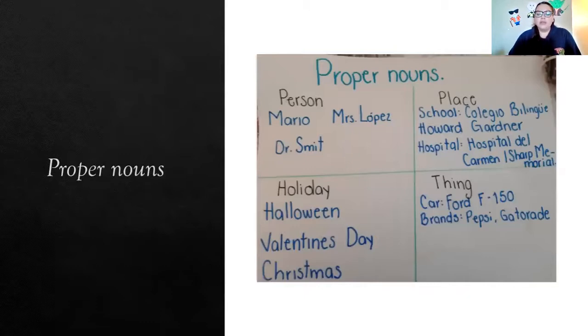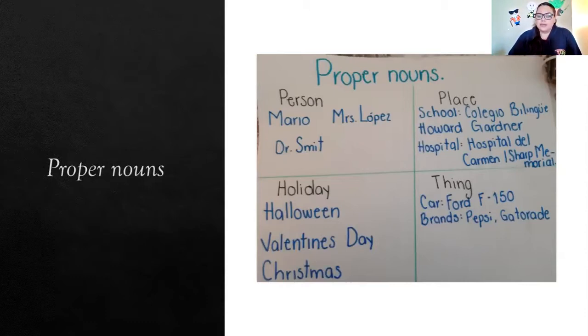For example, too, Mrs. Lopez. If I want to write a sentence using Mrs. Lopez, I'm going to write the word Mrs. with a capital M and the last name Lopez with a capital L. It is the same if I want to talk about a doctor. For example, Dr. Smith. Dr. Smith starts with a capital D and Smith with a capital S.